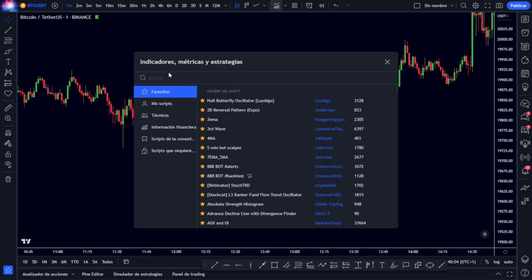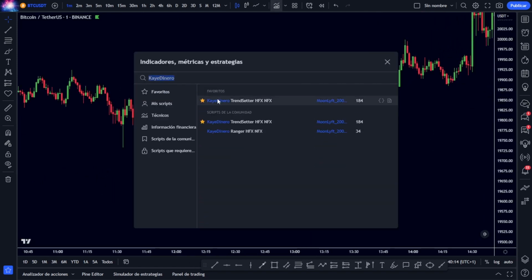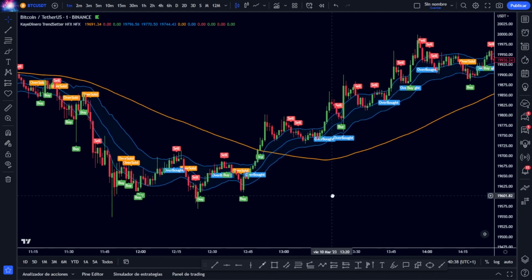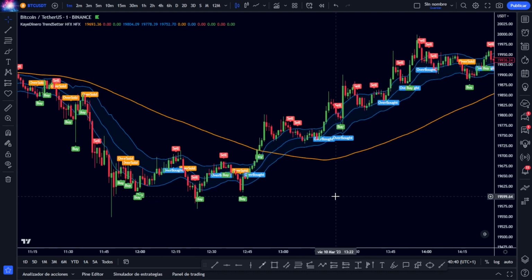The first thing we have to do is go to the indicators section and look for Cadenero, so written, and the creator Moonlift. As you can see, there are few people using it. We put it in favorites and click. You are already seeing that it is one of the indicators that gives us more data of all those that we have seen. That adds more information, but we are not going to need all this.